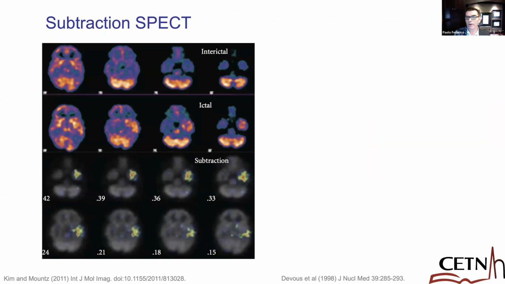So many centers, including ours, perform subtraction SPECT, and that essentially involves taking an interictal SPECT, which, by the way, must be acquired following a period of seizure freedom of at least 24 hours. So they're seizure free for 24 hours, and then you can obtain an ictal SPECT, a SPECT injection during a seizure, and then you subtract the two images to get a difference image, which you then can superimpose upon other images to better identify areas of interval change in perfusion, specifically during the seizure.